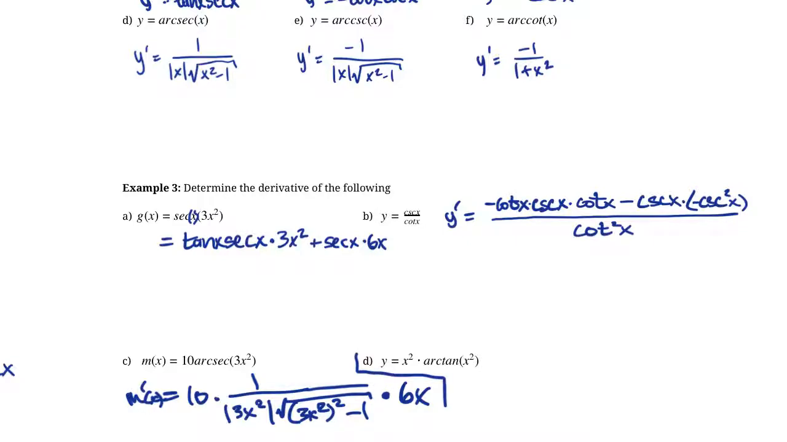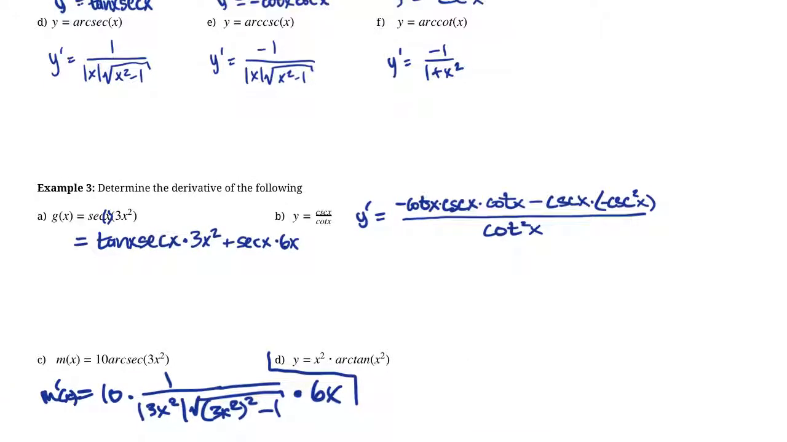Let's go on to D. Actually, it doesn't even make use of the inverse reciprocal. It's just a regular inverse trig function. So the thing that you should notice about this question is we essentially have two functions multiplied by each other, x squared and arctangent of x squared. So when we have two functions multiplied by each other, the thing that should go off in our minds is we have to use the product rule, right?